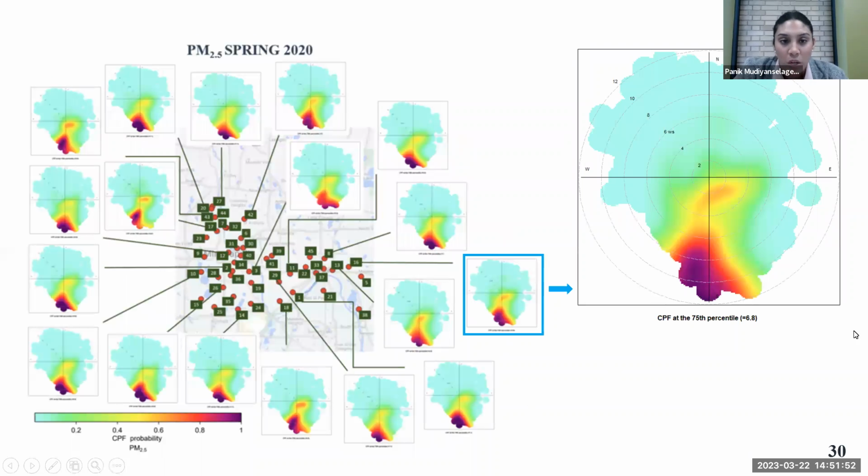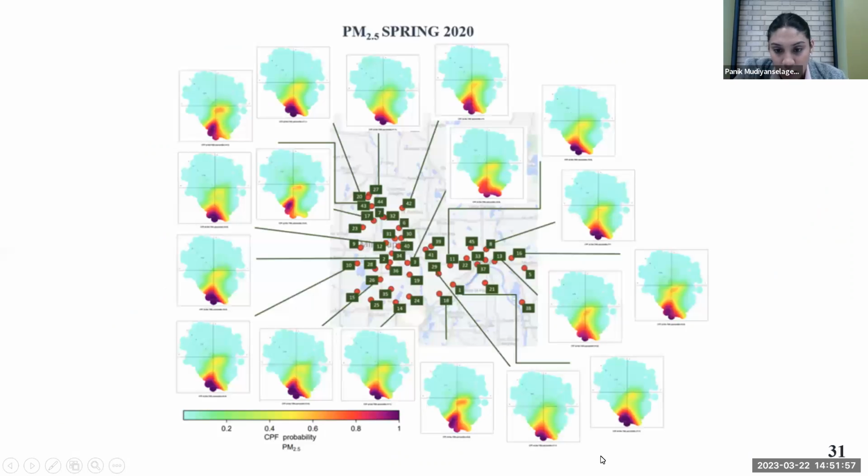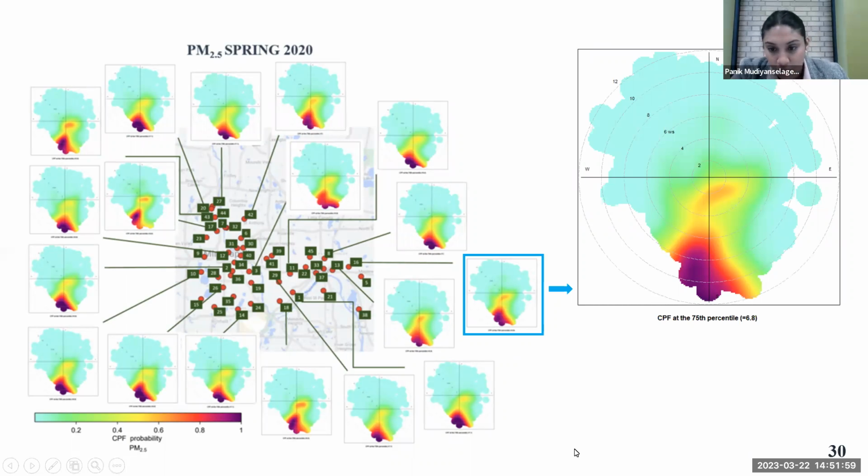I just wanted to show what these figures look like. Let me see if I can annotate this. In this radial dimension, you see the increasing wind speeds. Towards the center, you have low wind speeds. Towards the outer side, you see higher wind speeds. And this also shows you the direction.